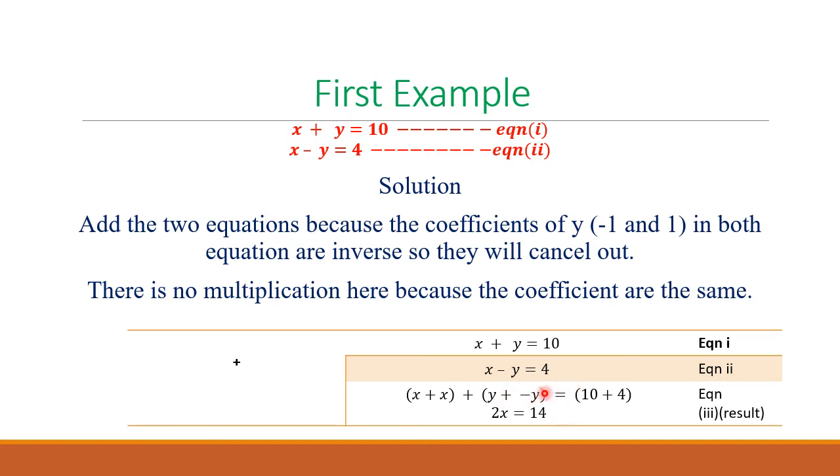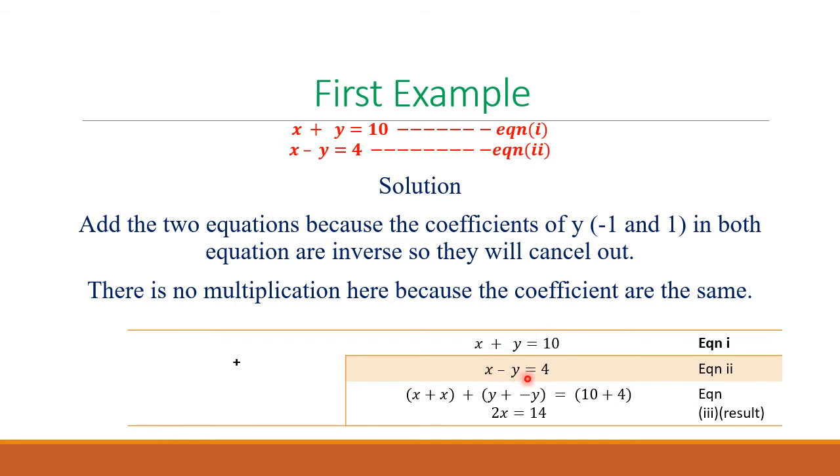y plus negative y is equal to 10 plus 4. The result here, x plus x is equal to 2x. And y plus negative y, as you can see, is like y minus y, because negative and positive give you negative. So you have 0 here. y minus y is equal to 0. That's why we will have 2x here. It's equal to 14, because this is 10 plus 4.